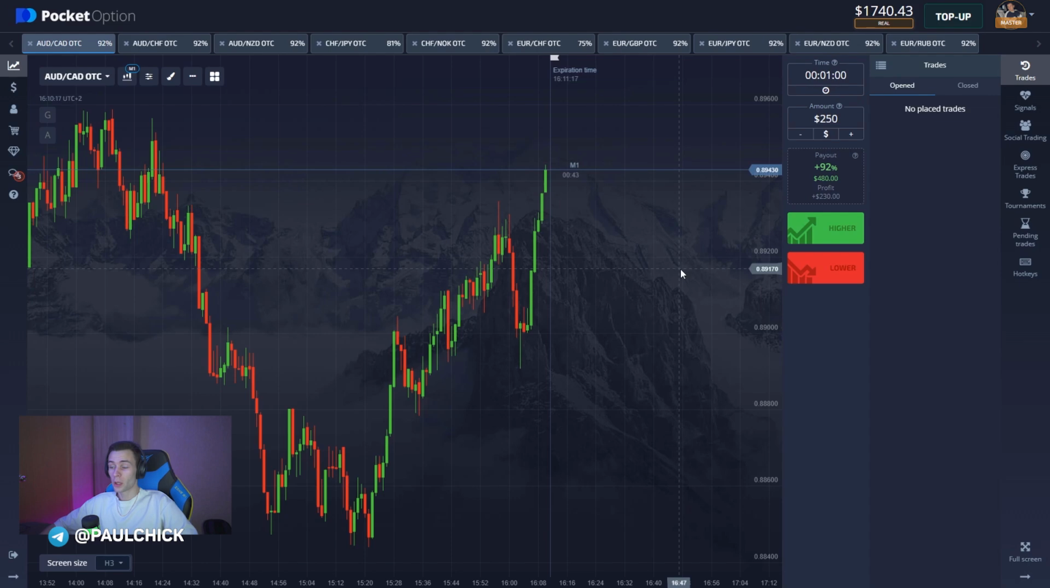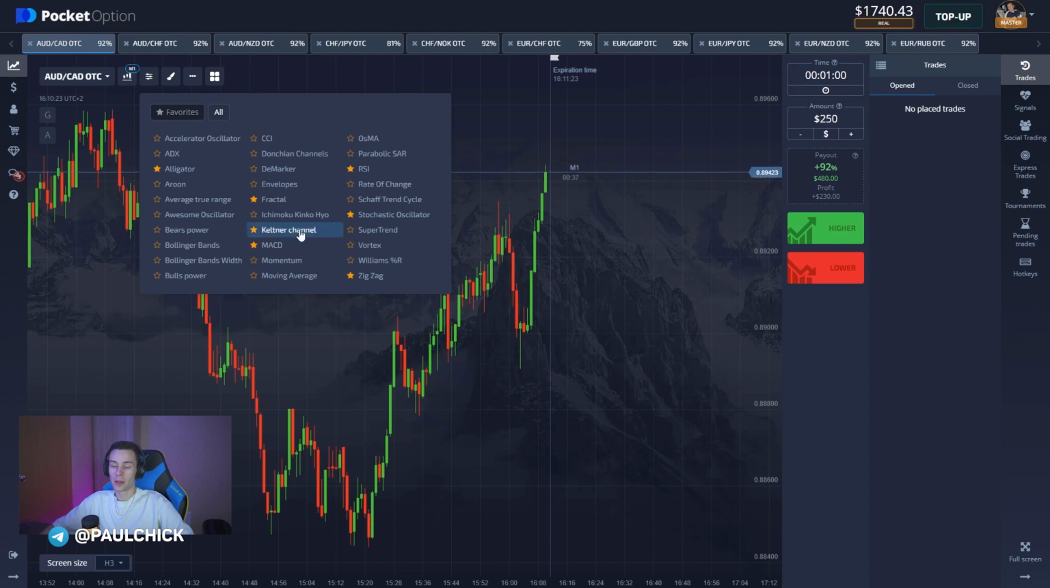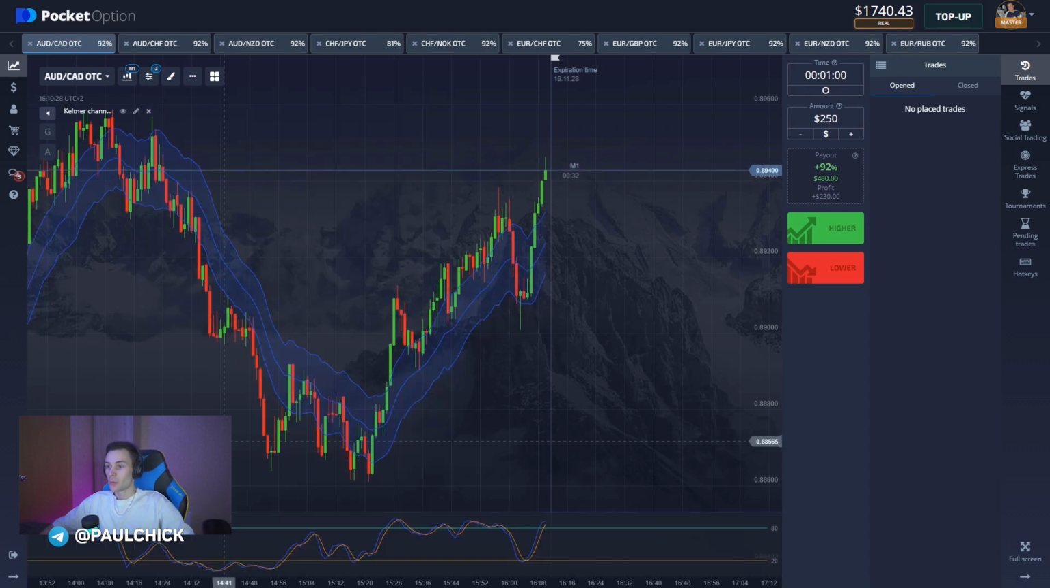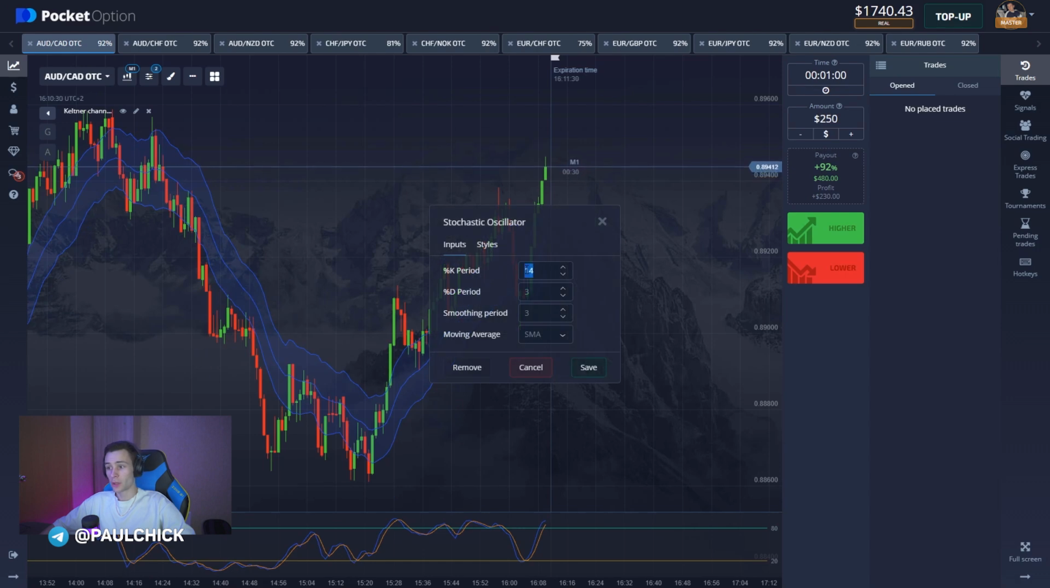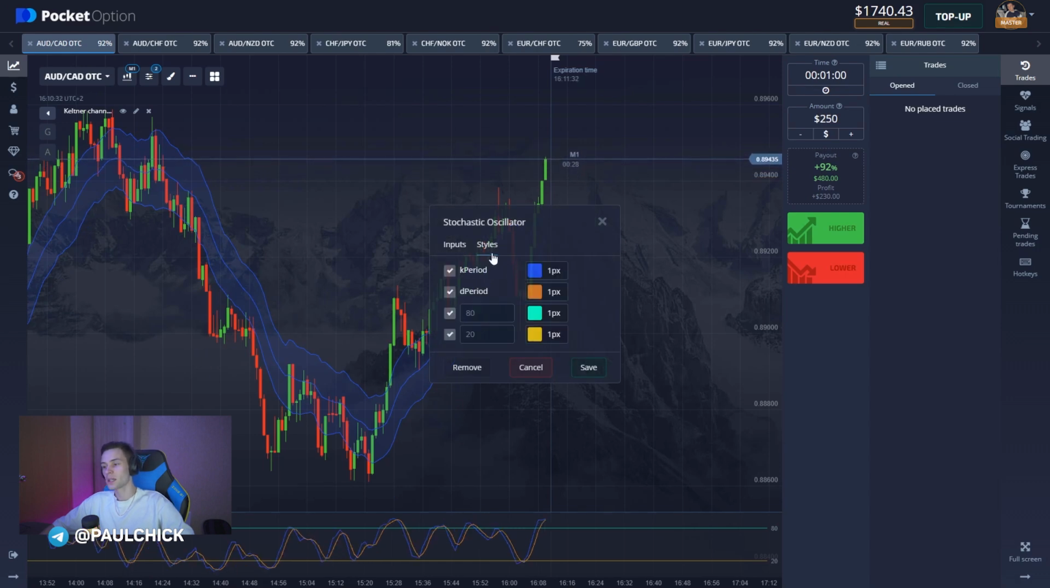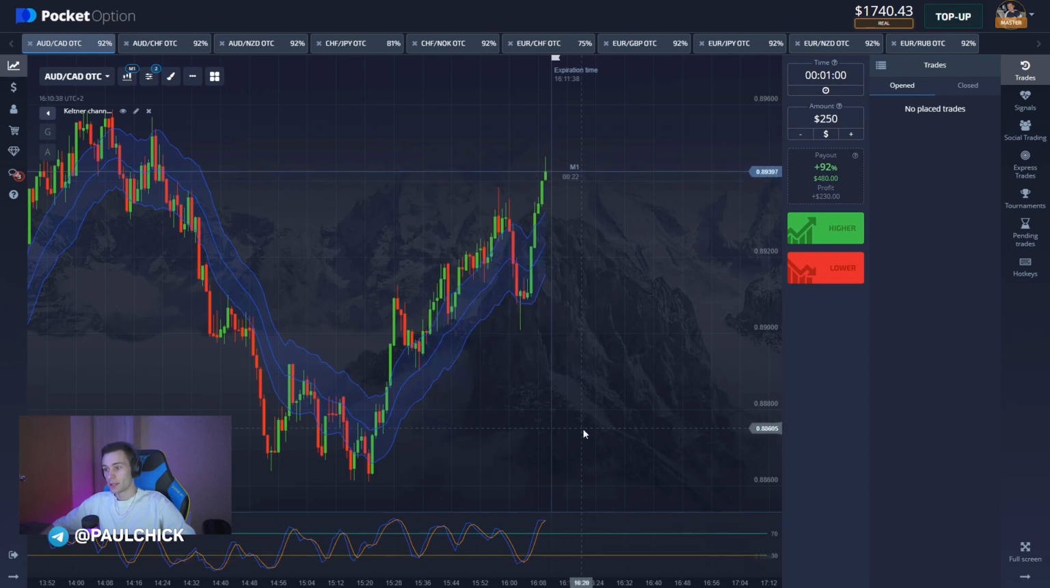Today I'm going to open $250 positions, and as concerns the strategy for today's trading, it's going to be my favorite, the Keltner channel in combination with the stochastic. We should configure the stochastic first. Set the period 5, the overbought zone will be 70 and the oversold zone will be 30. These settings work well for me and I recommend you guys to try them as well.